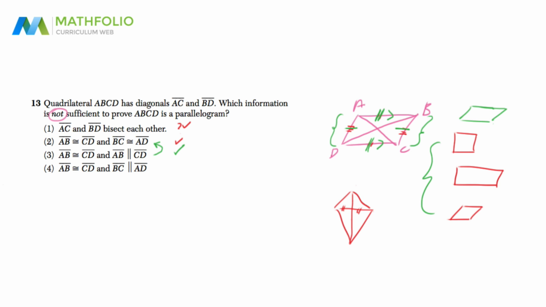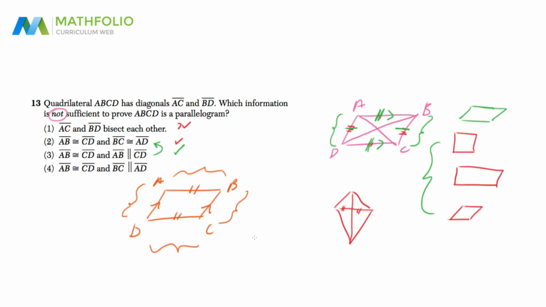So let's check the last one, number 4. Change the color. So I'm going to redo the parallelogram here. It's saying if AB is congruent to CD, and then also that BC is parallel to AD. Well, let's think about this. If these two are parallel, then that means this distance must be the same. So you already know that distance is the same, but do we know if this distance here is the same as this distance? That's the big question.